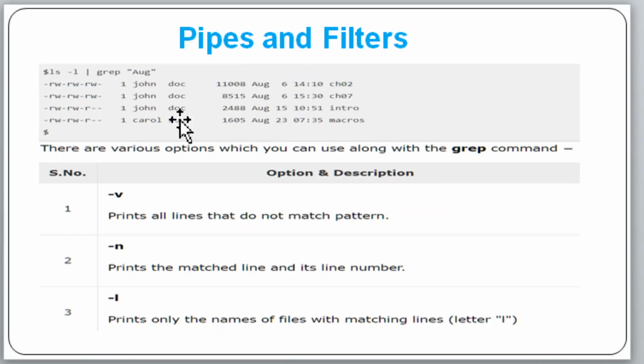But here's some examples. We do an ls -l and we grep for August. When we do that, it's going to list all files that have a modified date of August, which we see here. Okay. There are also various options which we can use along with the grep command. We can do -v, which prints all lines that do not match the pattern. -n, which prints the matched line and its line number. That can be very helpful. And -l, which prints only the names of files with the matching lines. Letter L, sorry, -l.